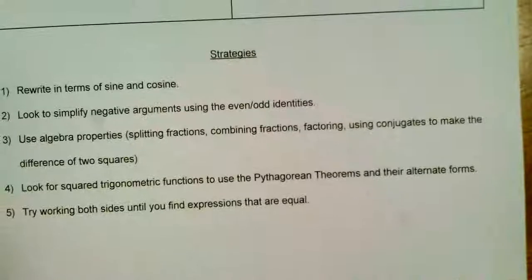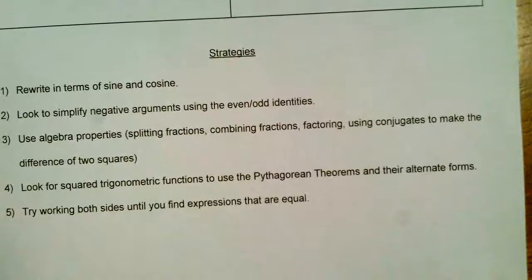Okay, I do think that there are some strategies that you want to be keeping in mind as you do these. First, rewriting in terms of sine and cosine is always helpful. Look to simplify negative arguments using the even and odd identities. Use algebra properties, so splitting fractions, combining fractions, factoring. We haven't done this yet, but we're going to use conjugates. You want to look for squared trig functions to use the Pythagorean theorems in their alternate forms, and you want to try working both sides until you find expressions that are equal. We haven't gotten to that yet either, but we will over the next few days.